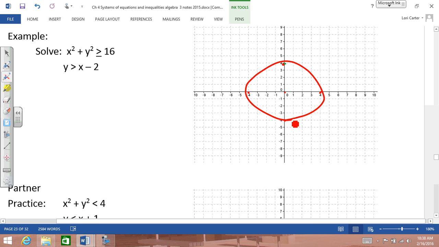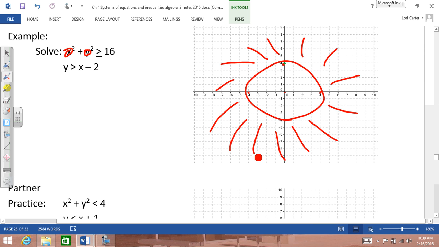Okay, how do I tell where to shade? You have to plug in a number, and it's either going to be inside or outside. So you plug in 0, 0. Is 0 greater than or equal to 16? No. Look at the graph: 0, 0 is not on the actual graph, it's just the center. So it's outside, so we're shading here. Okay, we've got our circle done.